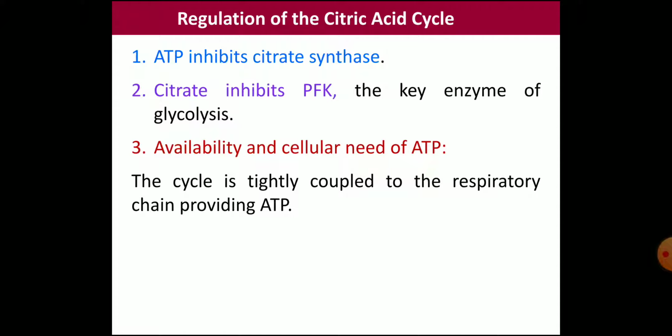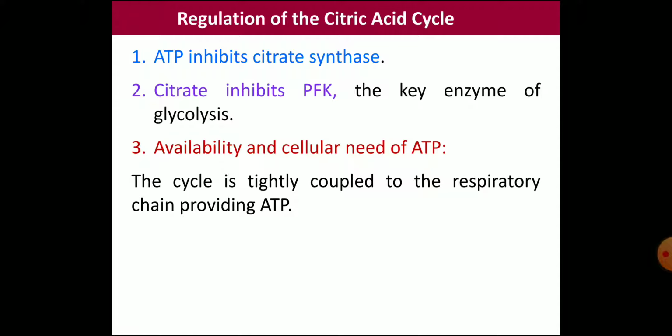Then citrate inhibits phosphofructokinase, the key enzyme of glycolysis. So what happens when glycolysis is inhibited? Naturally the pyruvate formed is less and the acetyl coenzyme A produced also will be less, so the TCA cycle will be inhibited. Then the cellular need for ATP is another way by which the TCA cycle is regulated. If the energy level is low, it is stimulated. If the energy level is high, it will be inhibited.